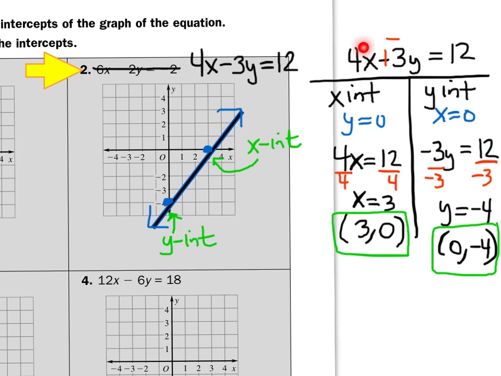So do you notice how you see the negative 3y equals 12? Well, that's the equation we're going to solve. So I wrote negative 3y equals 12. And now let's get rid of the negative 3. So divide both sides by negative 3. So you get y equals negative 4.